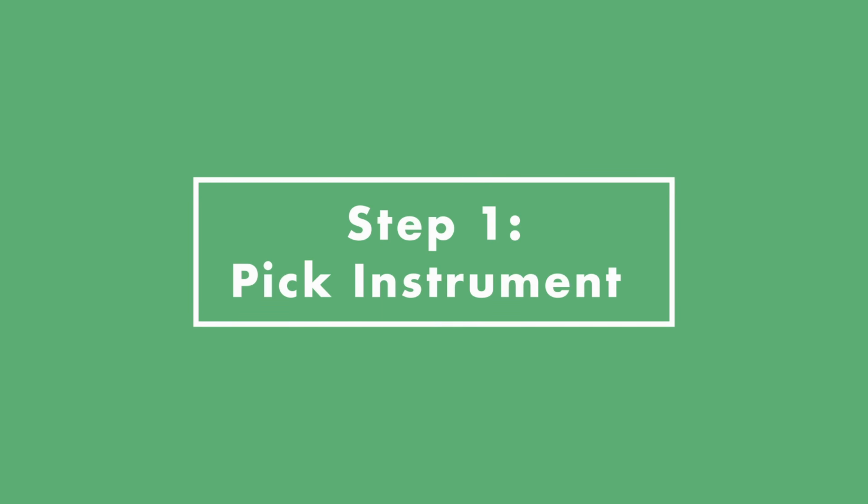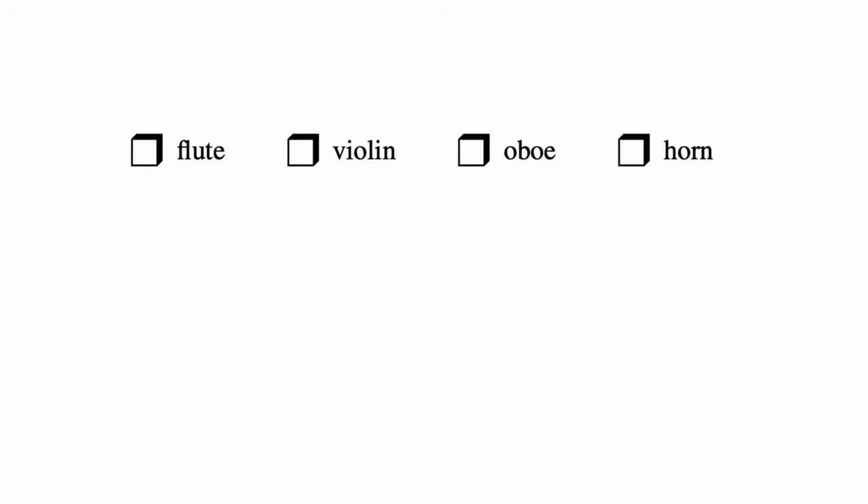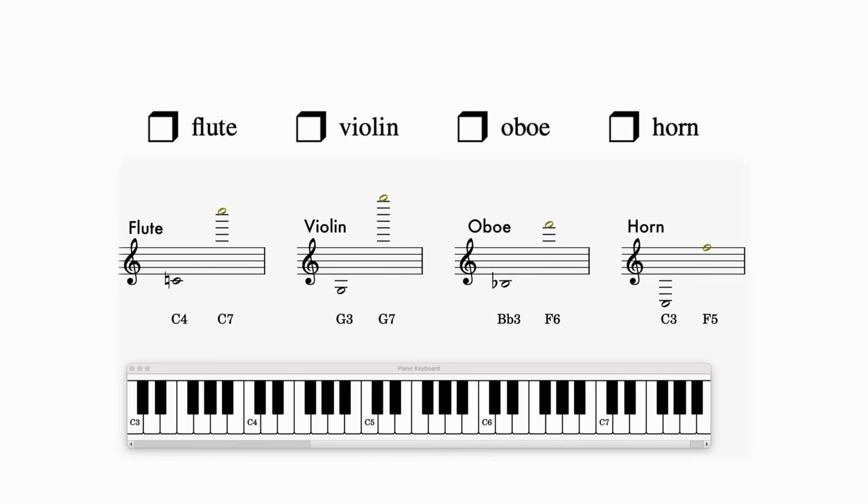Step 1 is picking our instrument. The options on the 2007 paper were flute, violin, oboe and horn. I'm going to show you the ranges of each of these instruments and why I ended up picking violin. The flute's range is from middle C, or C4, to C7.